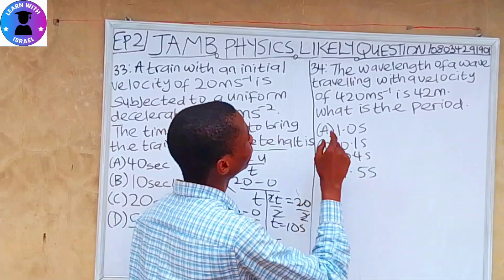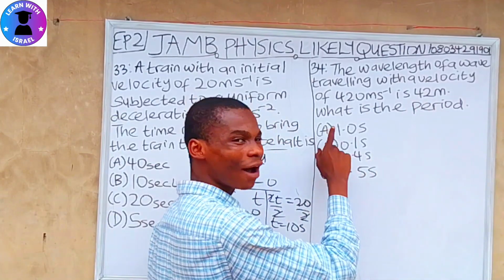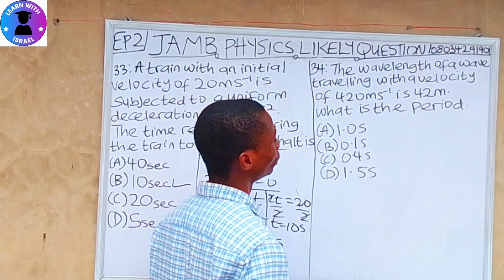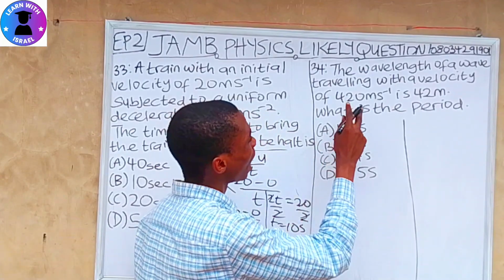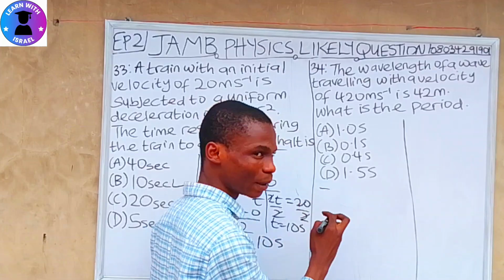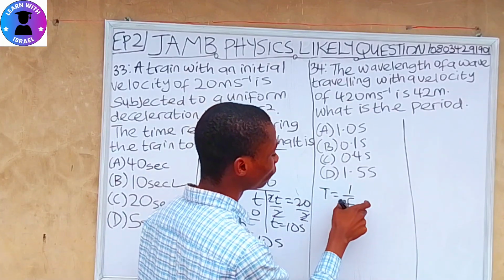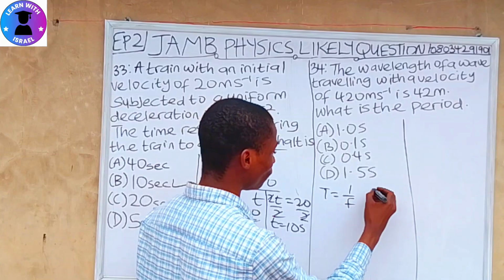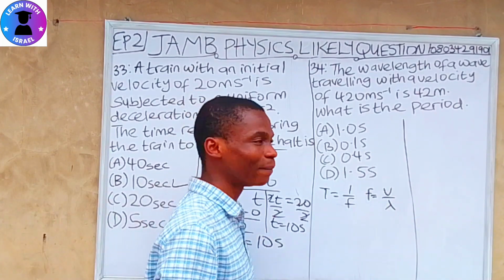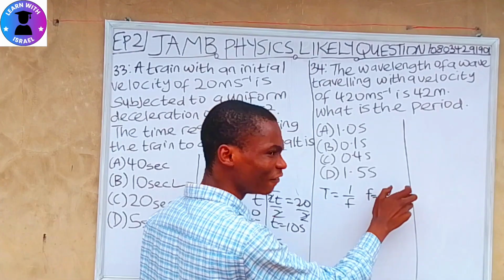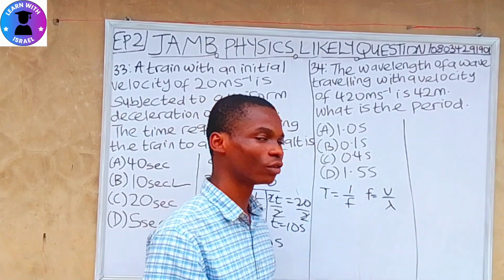So let's move to question 34. The wavelength of a wave traveling with a velocity of 420 meters per second is 42 meters. What is the period? So this question is under wave. And how do we solve it? Our period is represented as t, and the formula for period is 1 over f. What's the meaning of this f? This f stands for frequency, and the formula for frequency equals v over lambda. This lambda represents the wavelength, while this v represents the wave speed, and this wave speed is also the velocity. Don't misinterpret this.